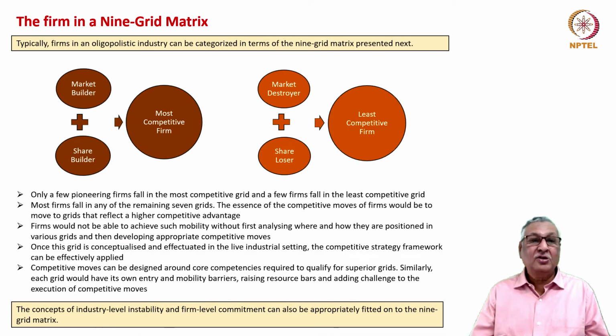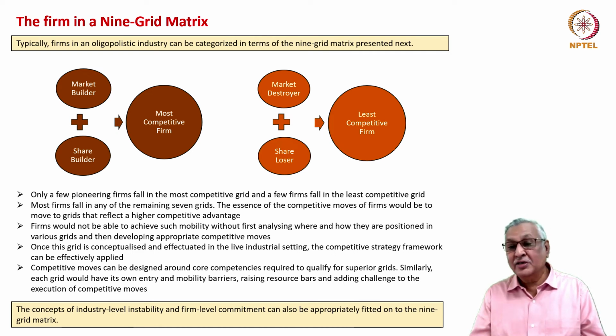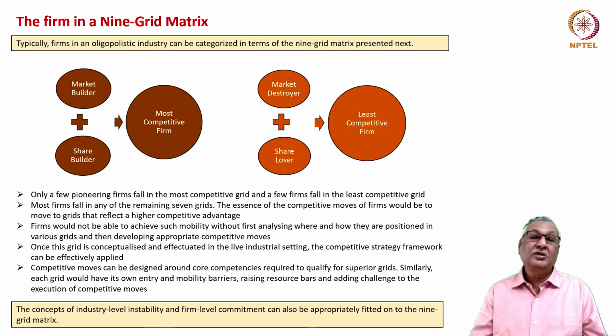So typically firms in an oligopolistic industry can be categorized in the 9-grid matrix that would be presented next. When you are a market builder and you are also a share builder, you will be the most competitive firm, because you have created the market all by yourself and you have also built the share. On the other hand, if a firm is a market destroyer and also a share loser, that is the least competitive firm, and it is good for the industry if those least competitive firms are minimal. Generally only a few firms fall in the least competitive grid. Most firms fall in a spectrum between the two polarities, that is, they occupy the other 7 grids.